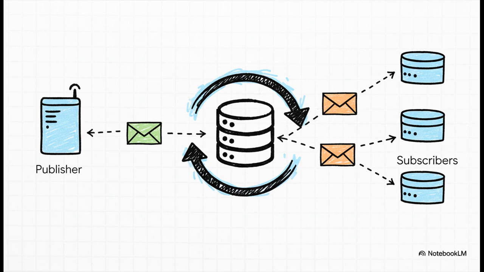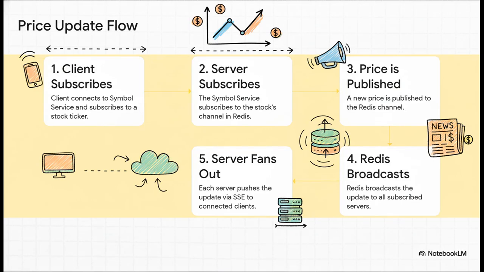But what about communication between our own servers? We're going to have hundreds of them. For that, we need an internal nervous system, something ridiculously fast. And that's where this beauty comes in, Redis Pub Sub. So let's just walk through this.